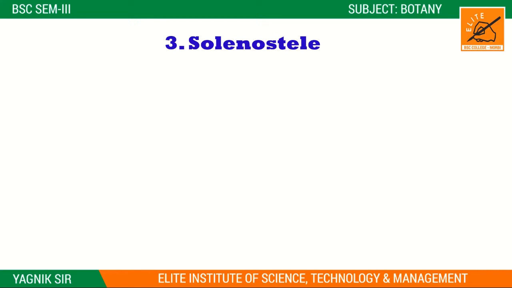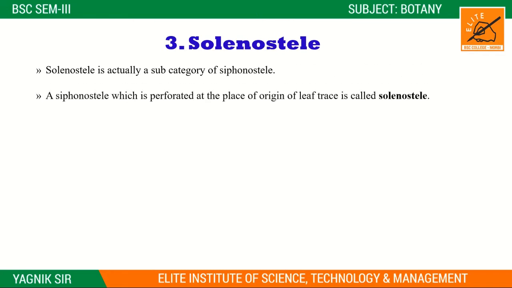So today we are studying solenostele. Actually, this solenostele evolved from siphonostele, right? Siphonostele evolved from protostele, and solenostele evolved from siphonostele. So solenostele is actually a subcategory of siphonostele, and a siphonostele which is perforated at the place of origin of the leaf trace is also called solenostele. And here leaf traces are present, right?